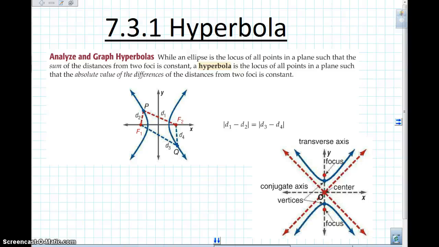Hey there everyone, today we're doing 7.3.1 on hyperbola. This is our third and final conic that we'll be learning in chapter 7. In this section we're going to learn how to analyze and graph hyperbola.